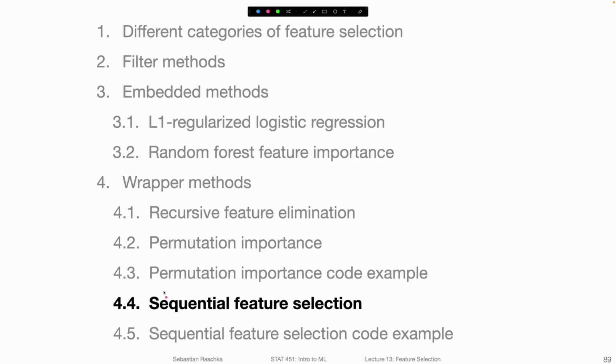All right, we reached the end of this video, which was probably, again, longer than I intended. So this was it for permutation importance. And in the next video, we will look at sequential feature selection, which is, by the way, my favorite feature selection method. So this is going to be fun. And then we will also take a look at a code example of how we can use sequential feature selection.